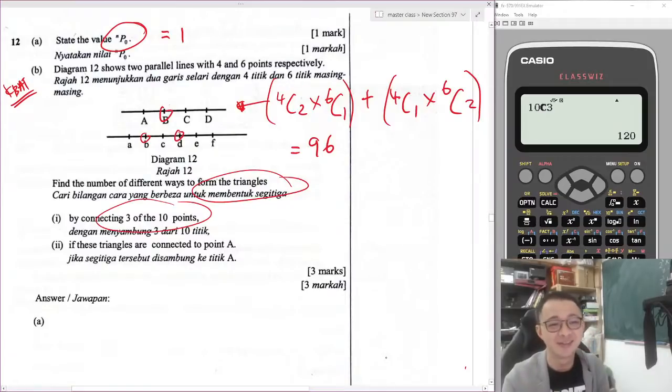Yeah, correct, thanks Daniel also. Normally we will do things like this: for arrangement, we will use P; for selection, we will use C.